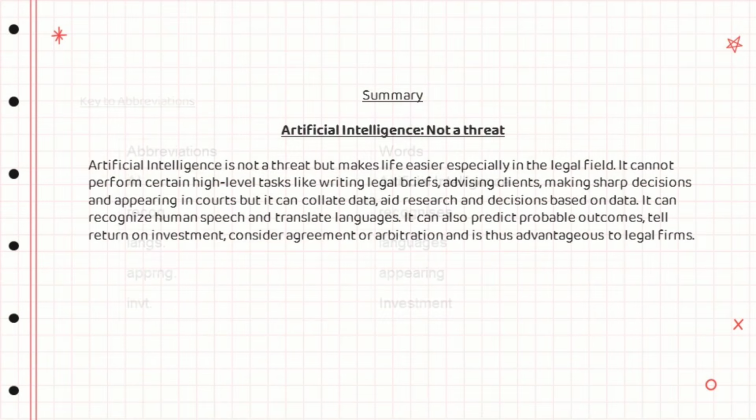Then comes the summary. So this is what the summary would look like. Artificial intelligence is not a threat but makes life easier, especially in the legal field. It cannot perform certain high-level tasks like writing legal briefs, advising clients, making sharp decisions, and appearing in courts, but it can collate data, aid research and decisions based on data. It can recognize human speech and translate languages. It can also predict probable outcomes, tell return on investment, consider agreement or arbitrations, and is thus advantageous to legal firms.